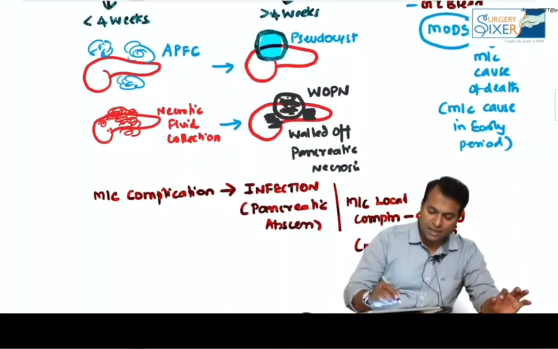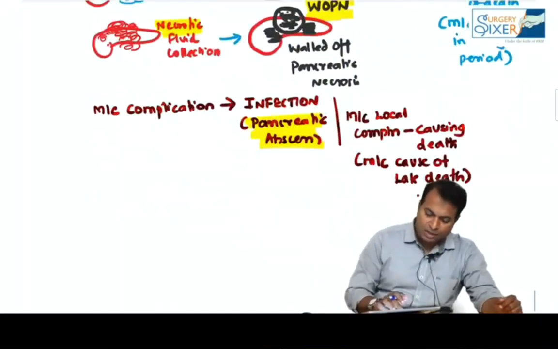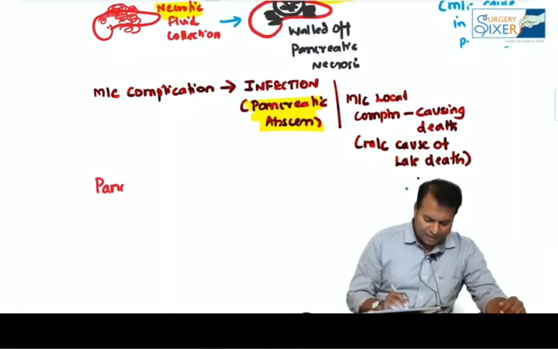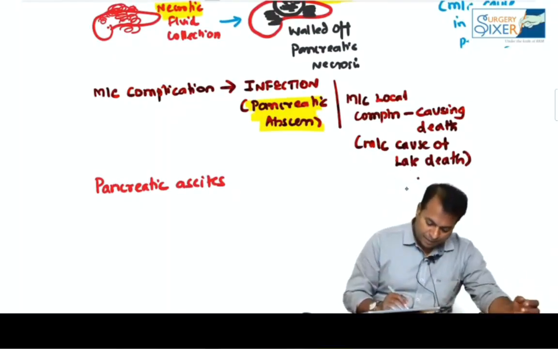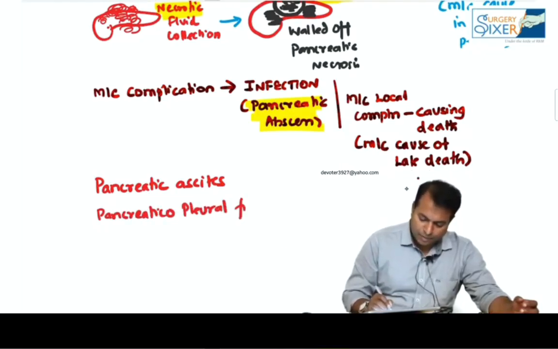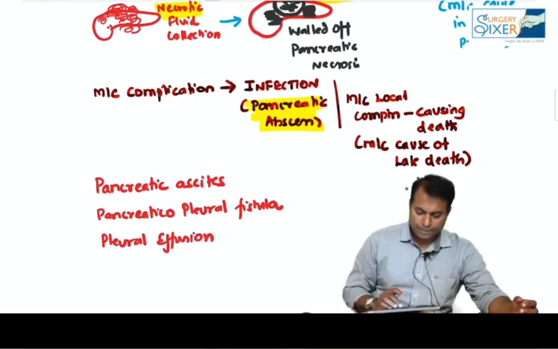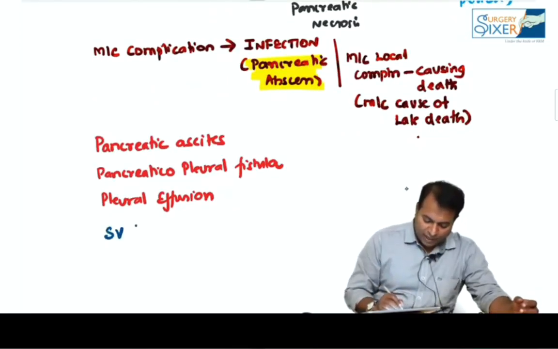So I'm telling you various complications. You can see from the picture the acute pancreatic fluid collection, necrotic collection, walled-off pancreatic necrosis, pseudocyst, pancreatic abscess. What are the other complications? There is a list of complications. Pancreatic ascites, then pancreatico-pleural fistula, pleural effusion, then splenic vein thrombosis.